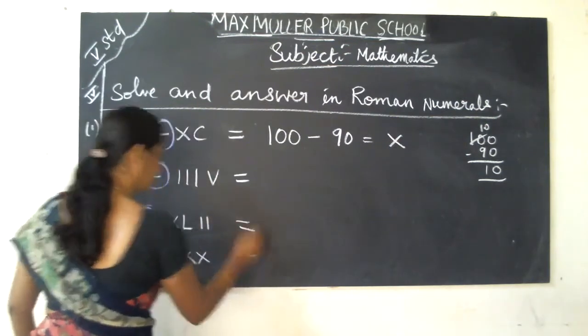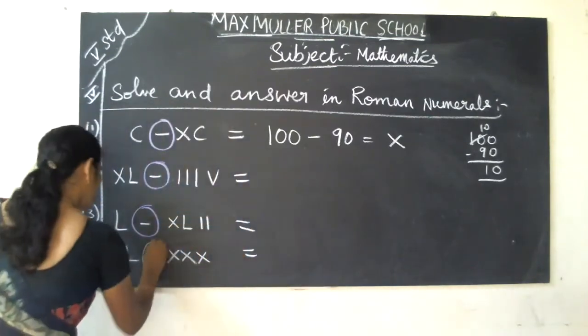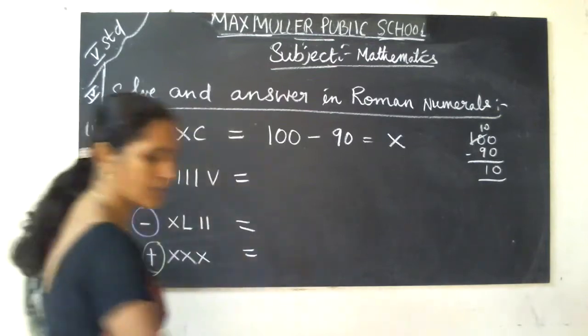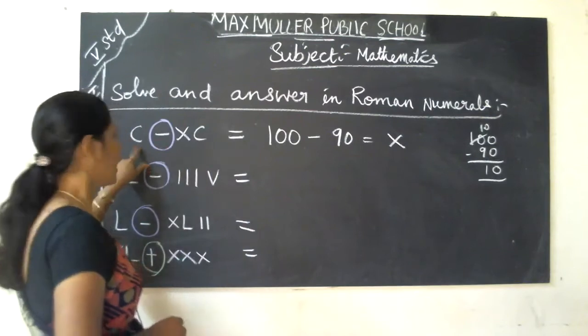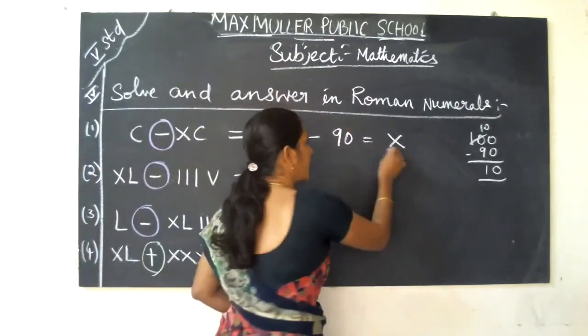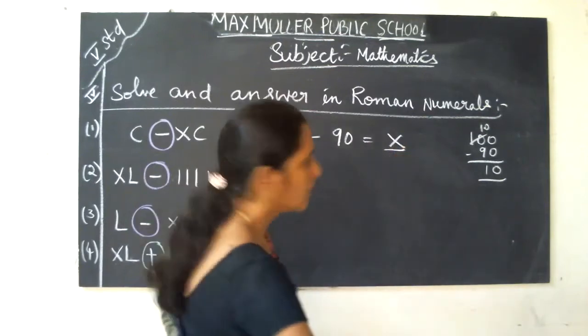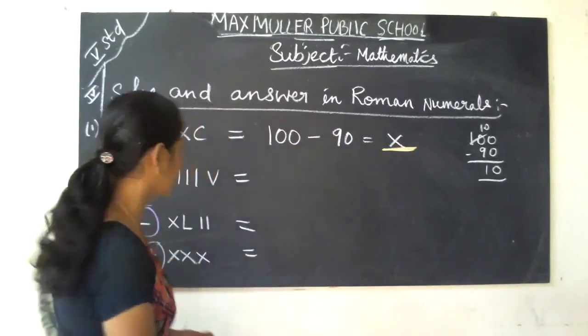Triple X. So this sign is very, very important, children. See the sign properly and then you can solve the sums. First, see the sign, and also first you have to convert these Roman numerals into Indo-Arabic numerals. Then afterwards again we have to convert the answer into Roman numerals.